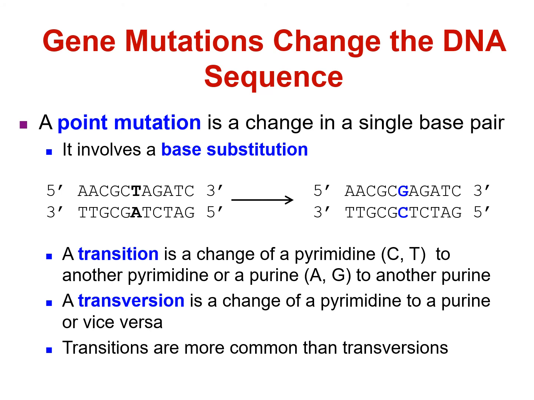A point mutation can be either a transition, where there is a change of a pyrimidine, either cytosine or thymine, to another pyrimidine, for example C to T or T to C, or a purine to another purine, A to G or G to A. Another type is the transversion. A transversion is a change of purine to pyrimidine or vice versa. Transitions are more common than transversions.